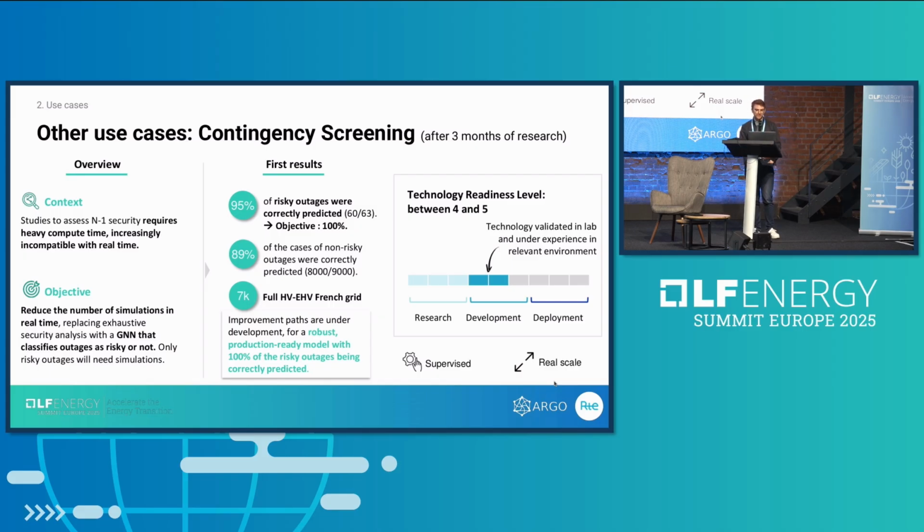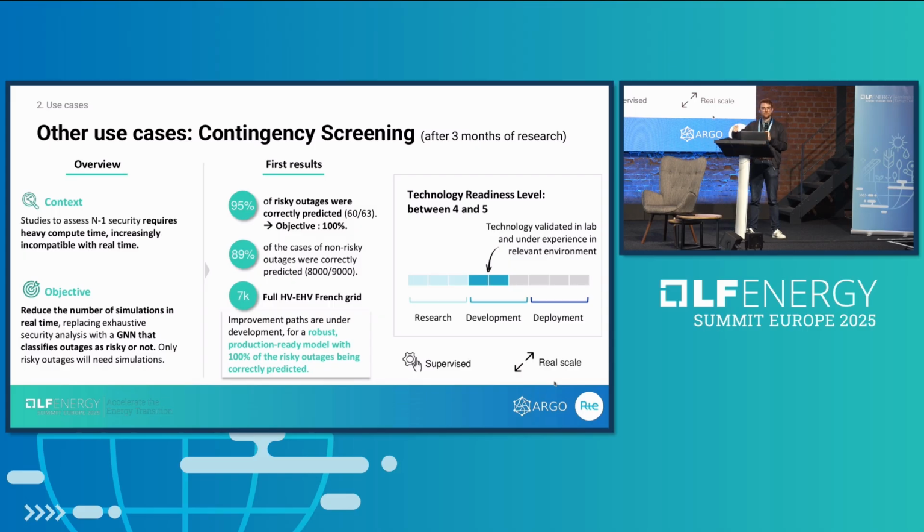So I have another use case for you, which is called contingency screening. It's really the beginning for us on this topic because we've been working on it for only 3 months. For now, it's only a research internship, but we definitely plan to continue on this topic afterwards. The goal is to accelerate the security analysis. To perform the security analysis, basically you disconnect all the lines or transformers to make sure that the network is able to withstand any possible disturbance, so that there is no overflow or overvoltage anywhere in the grid.